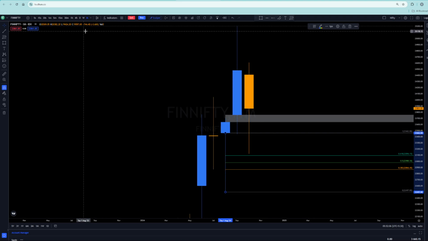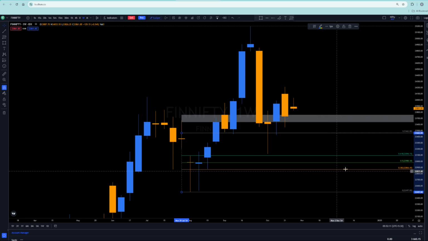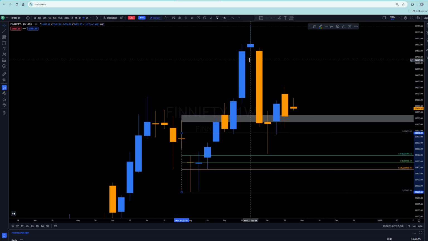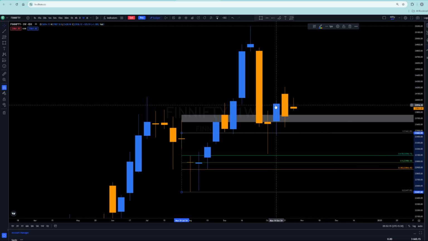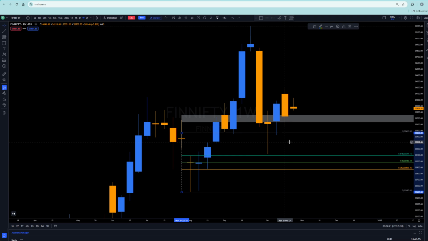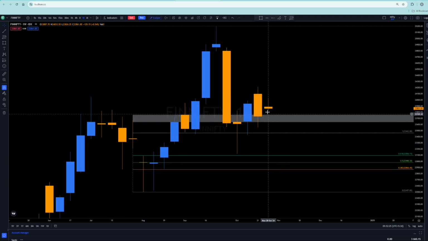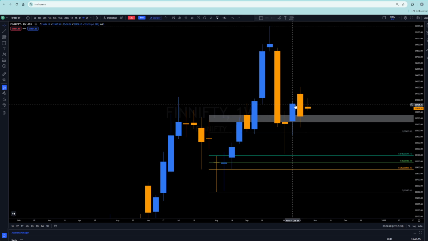So let's switch to weekly chart. The weekly chart, again, there's this fair value gap. Market has gone up and now it's trying to come down. So looking at the weekly chart, it looks like it's going to be a bearish expiry.